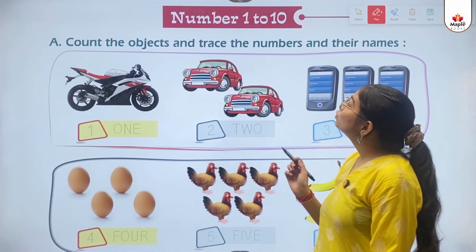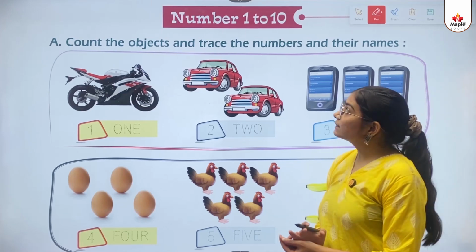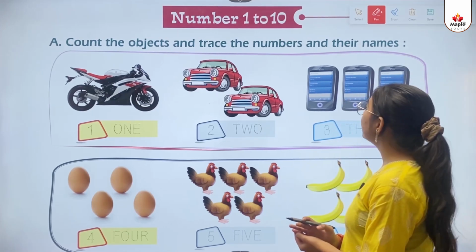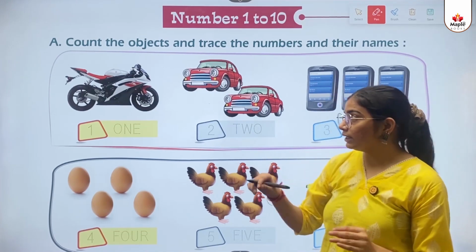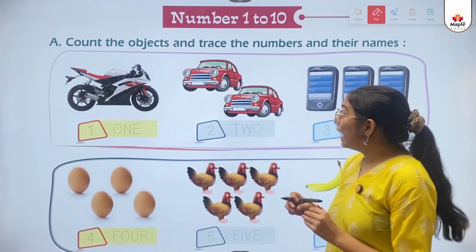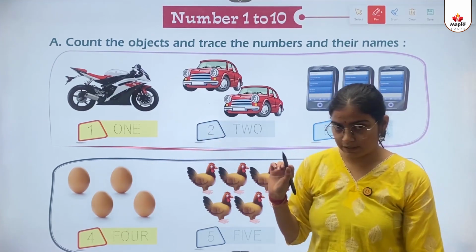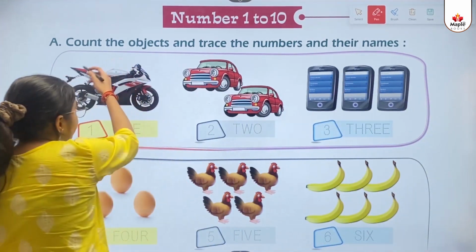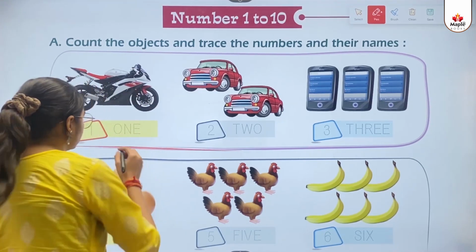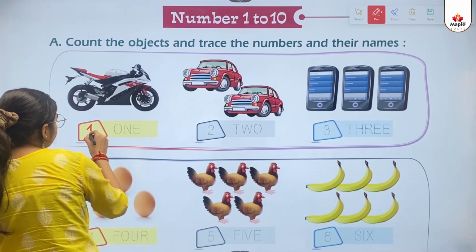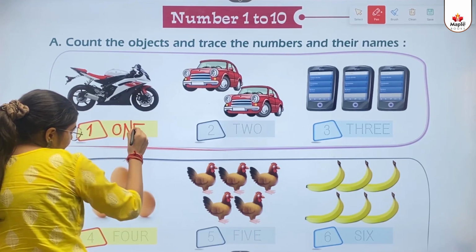Numbers 1 to 10. A. Count the objects and trace the numbers and their names. So kids, in this exercise, we need to count the objects and then trace the numbers and write the names. So, first one is motorbike. There is one motorbike given. So, we'll trace 1 here and O, N, E.